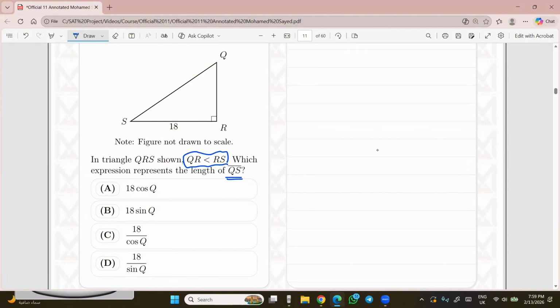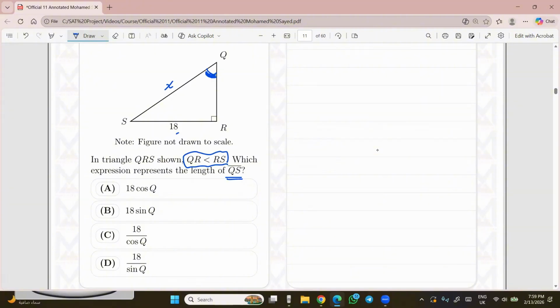Whenever you are asked about QS, you can name it, for example, as x. And you have to look at the options. Sine what or cosine what? The angle used here is Q. All of them are using Q. So you have to focus on Q or color Q. Don't color any other angle.